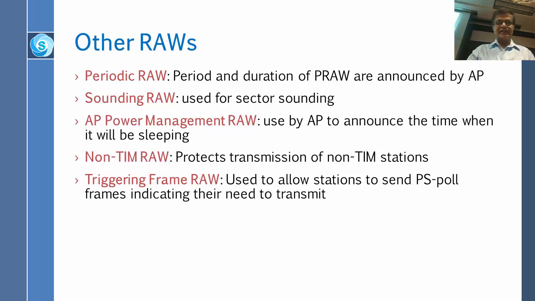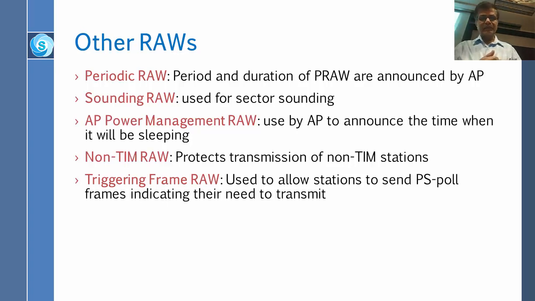AP power management RA is to announce when it will be sleeping. So it will say that is restricted access during this period, I'm gone. Non-TIM RA. So the stations which are not TIM, there were 3 kinds of stations if you remember. TIM stations, then there were stations that were periodic, and third that were totally random. Totally random ones are the ones which will come up once a week or once a day or something, very rarely, right? So non-TIM, the last 2 categories are non-TIM.